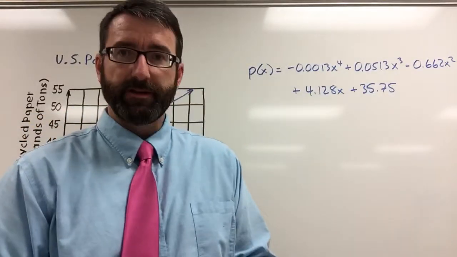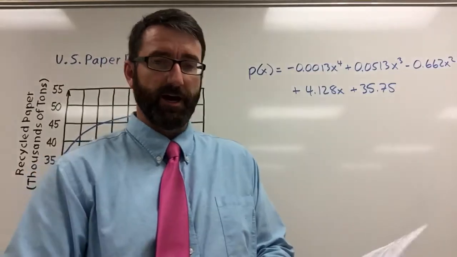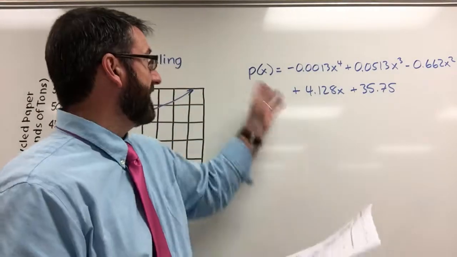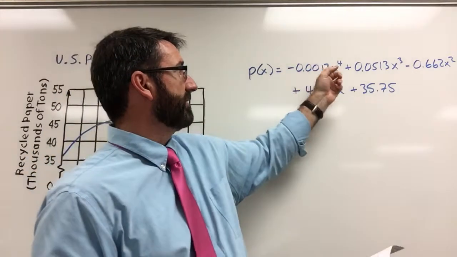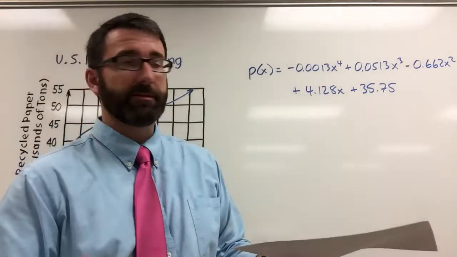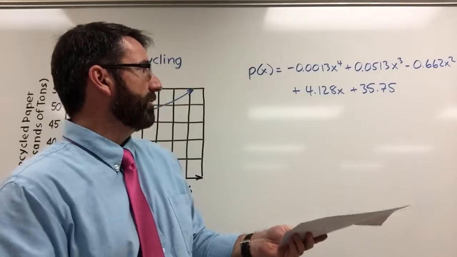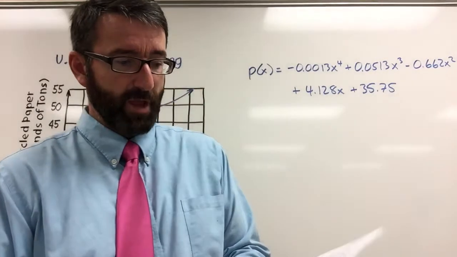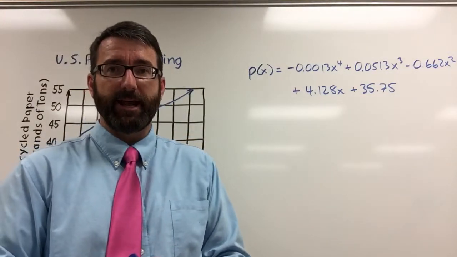All right, number 7, the quantity of paper recycled in the United States in thousands of tons from 1993 to 2007 can be modeled by this equation. P of x equals negative 0.0013 x to the fourth plus 0.0513 x to the third minus 0.662 x squared plus 4.128 x plus 35.75, where x is the number of years since 1993.